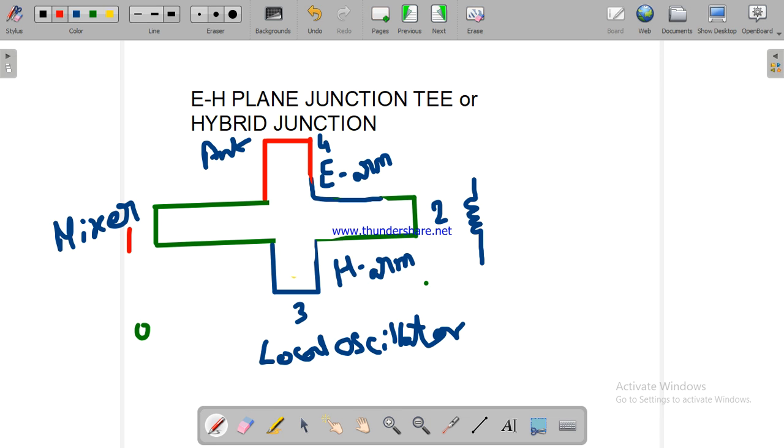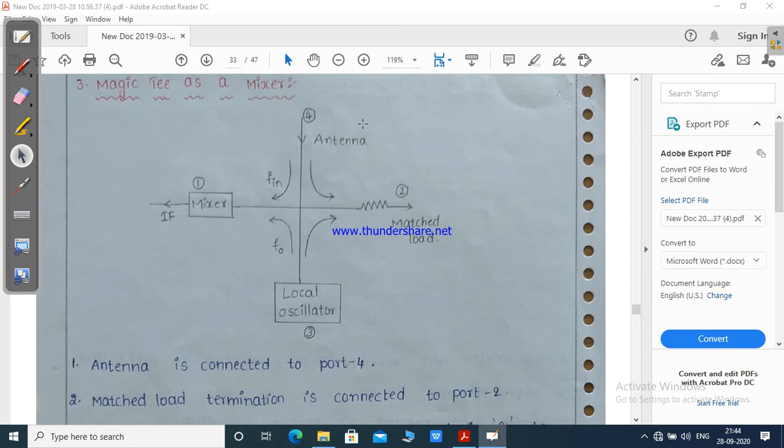Whatever signal the antenna receives at port 4 can arrive at port 1, and the local oscillator signal also arrives at port 1. Due to the matched termination, the energy is 0 here. Half the power will be transferred to port 1, and half the power will be transferred to the mixer. So the combination of these signals will arrive at the mixer. This is the application. So we can use the Magic Tee as a mixer.